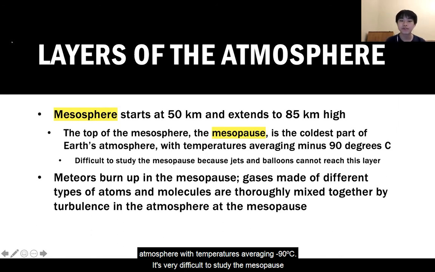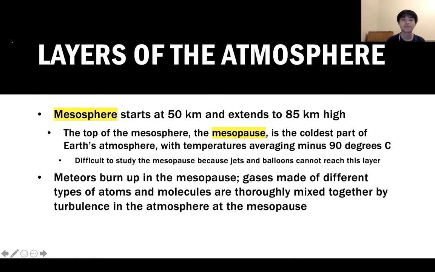And it's actually very difficult to study the mesopause because jets and balloons cannot reach this layer. We said earlier that jets and balloons operate in the lower stratosphere, so they often do not reach the mesopause. And we'll learn later that satellites operate in the thermosphere, which is above the mesosphere. So since jets, balloons, and satellites do not reach this layer, it's really hard for scientists to collect data about the mesopause and learn more about its characteristics.